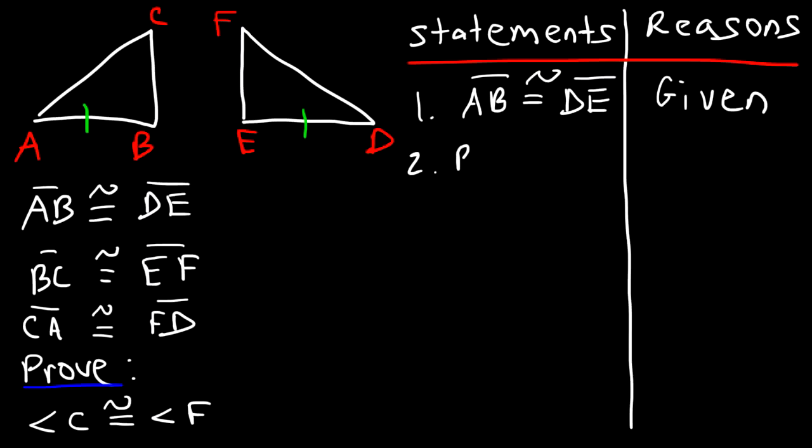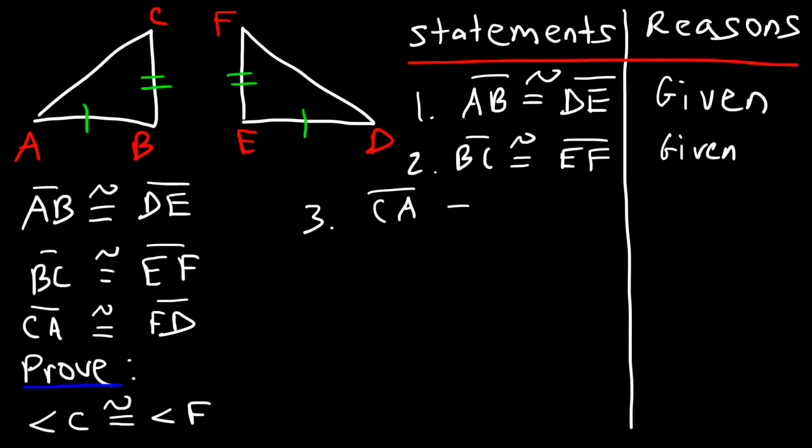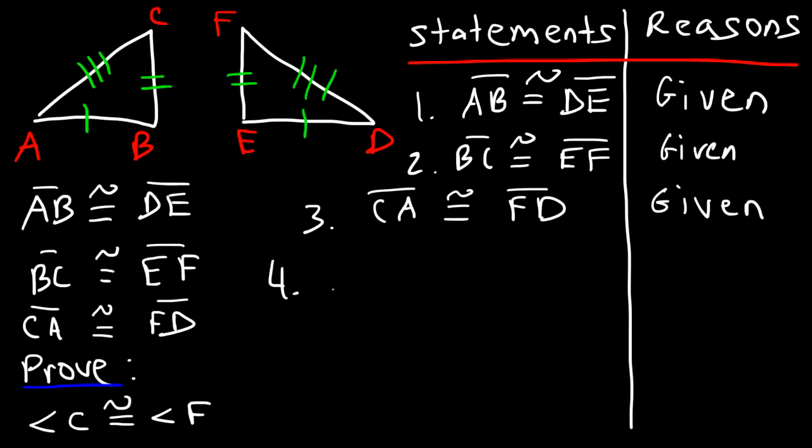Now in step 2, we could say that BC is congruent to EF. And that's given as well. So here's BC, and it's congruent to EF. Now in step 3, we could say that CA is congruent to FD, and that's also given. So now what postulate can we use to prove that these two triangles are congruent? So in step 4, we could say that triangle ABC is congruent to triangle DEF.